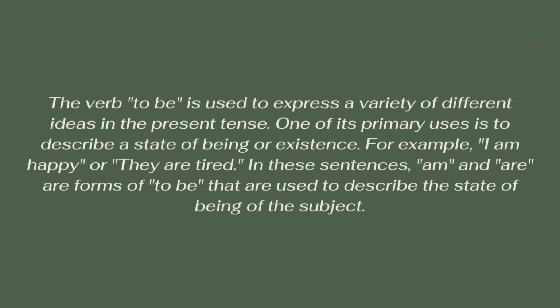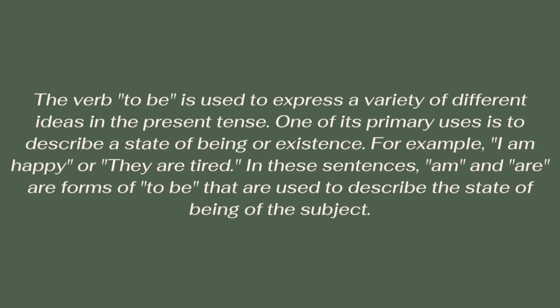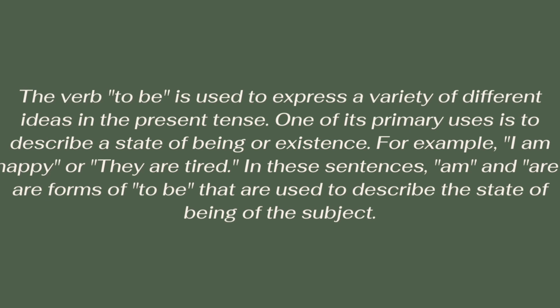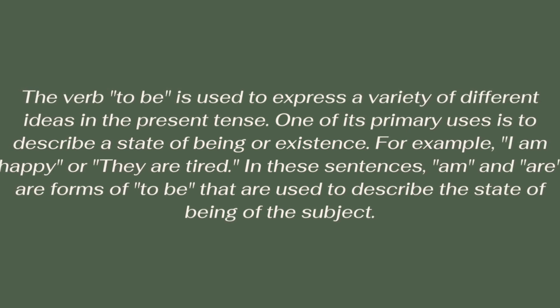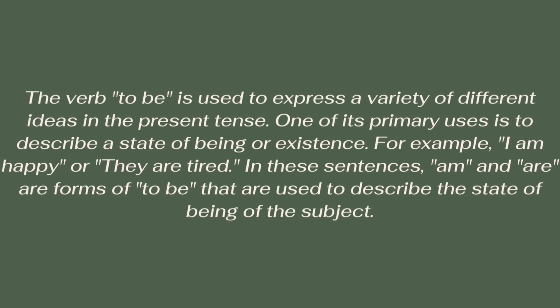The verb to be is used to express a variety of different ideas in the present tense. Its primary use is to describe a state of being or existence. For example, I am happy or they are tired. In these sentences, am and are are forms of to be that are used to describe the state of being of the subject.